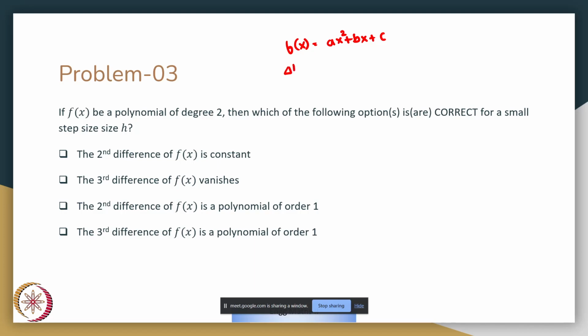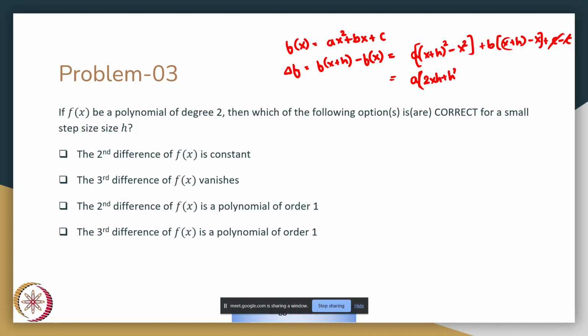Now we take the first difference, that is nothing but f of x plus h minus f of x, which is a times x plus h whole square minus x square plus b times x plus h minus x plus c minus c, which if you simplify it turns out to be a times 2x h plus h square plus bh.